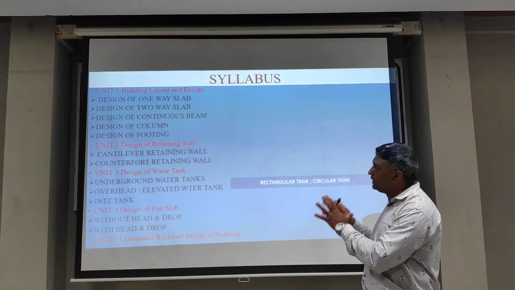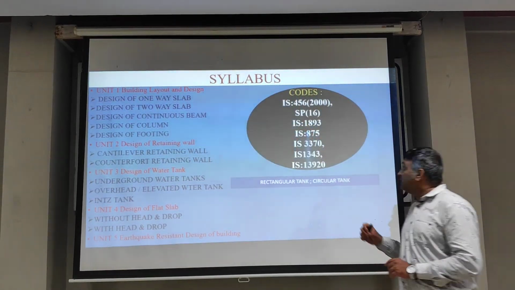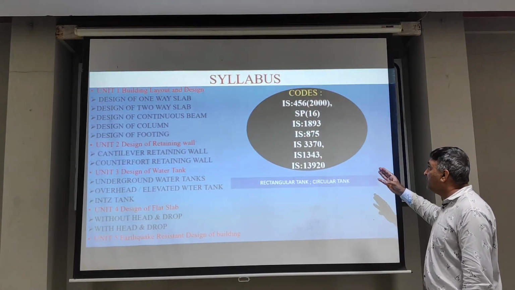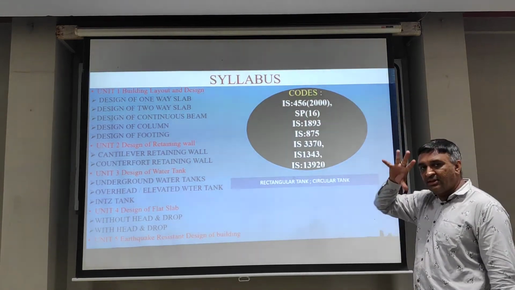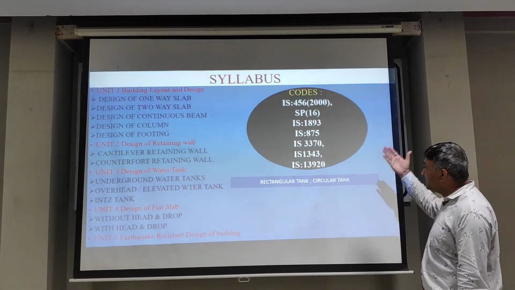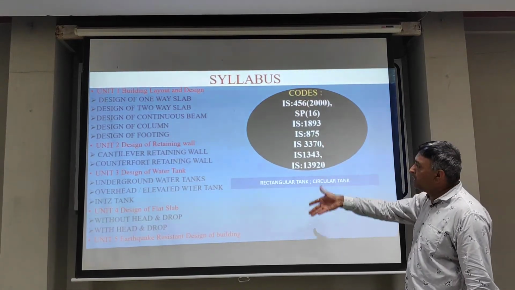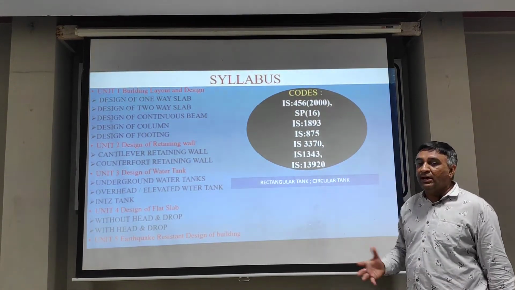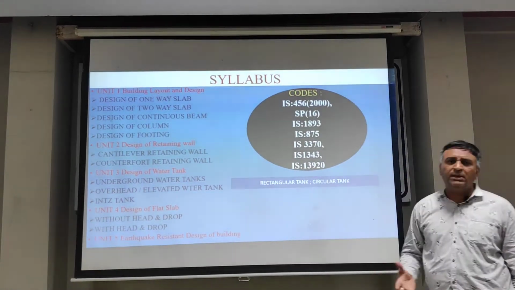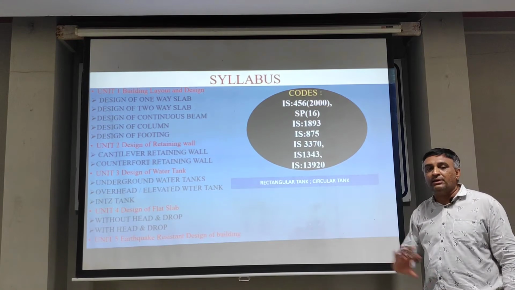These are the units, or this is your syllabus in this subject. Now these are the codes which you will use during this subject: 456 2000 and SP16. You can see the RCC code is 456. SP16 is from where you are taking some data. The earthquake code is available in this. The water tank code is also available in this. So every chapter, every unit has different codes. From that code we will take some data, theory as well as formulas, everything. We follow the code and take some data from that code.